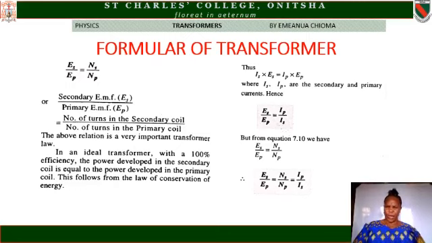From this equation, we now have ES over EP is equal to NS over NP is equal to IP over IS. This is the formula for a transformer. I hope we are going to solve some problems on this.